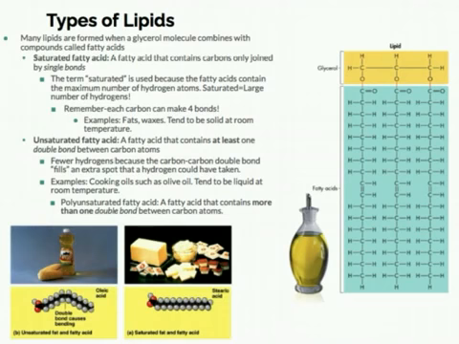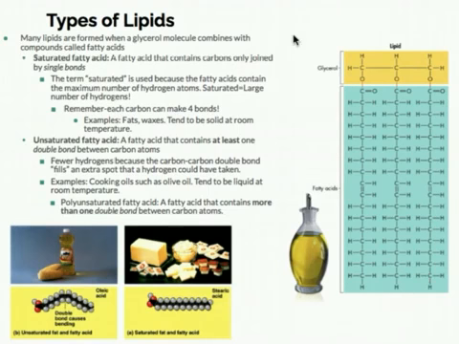So now a few types of lipids. Many lipids are formed when a glycerol molecule combines with a compound called fatty acid. So here in this diagram to the right, this is a glycerol, or what we call glycerol head, and these right here are 3 fatty acid tails. 1 piece, 2 piece, 3 piece. Okay, so 3 fatty acid tails.